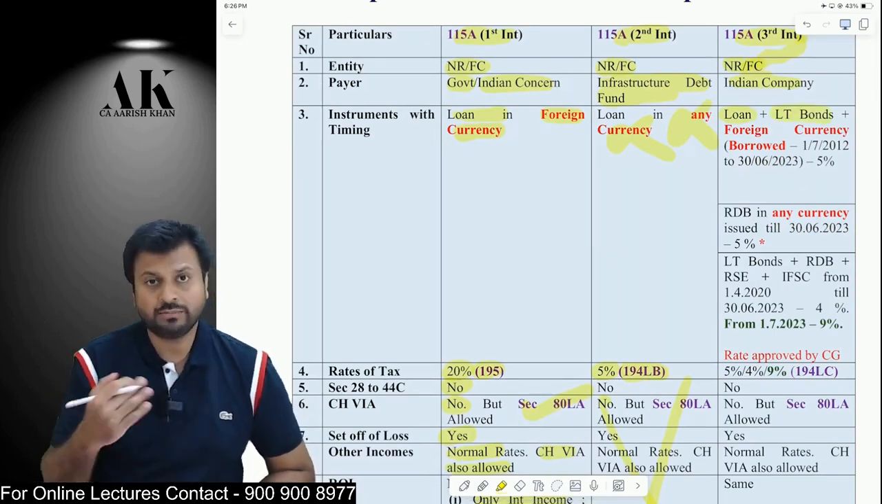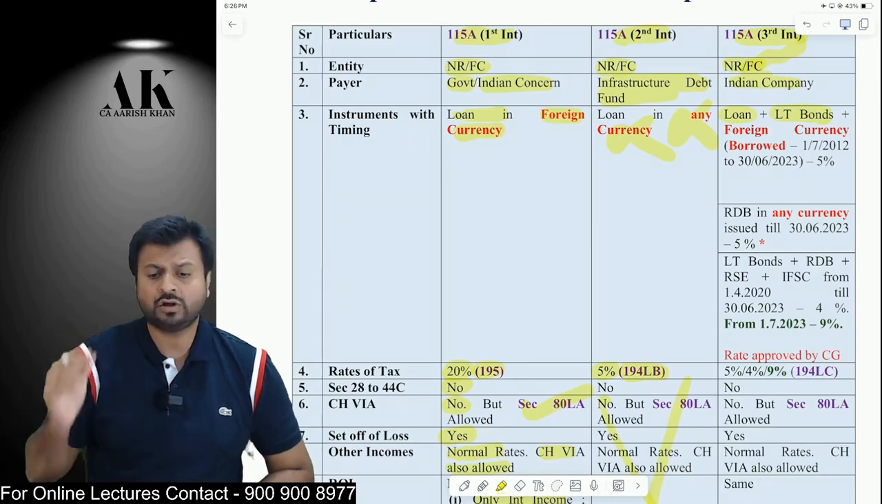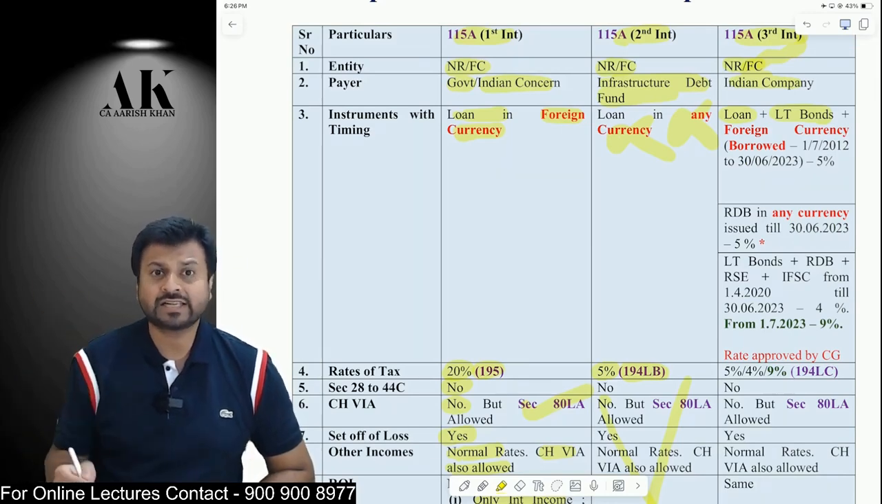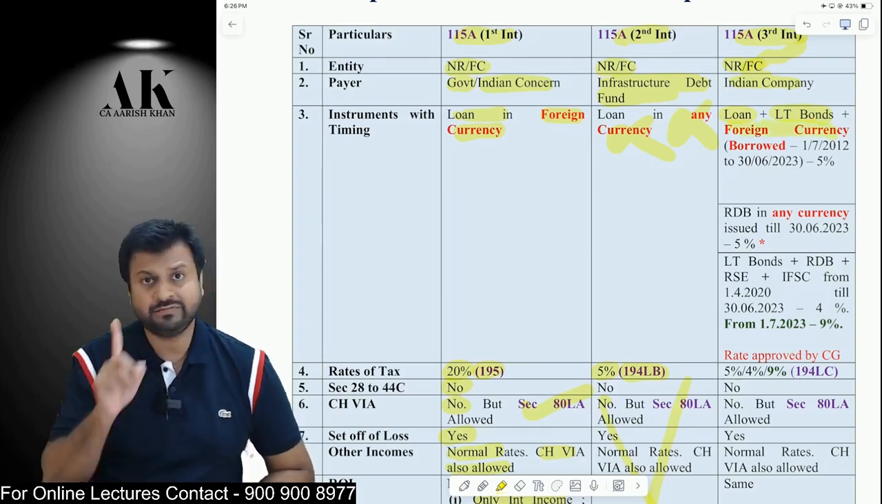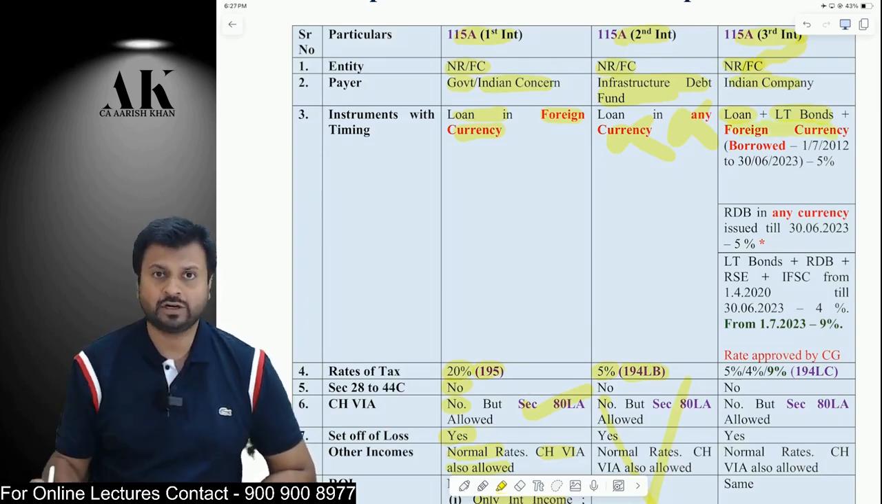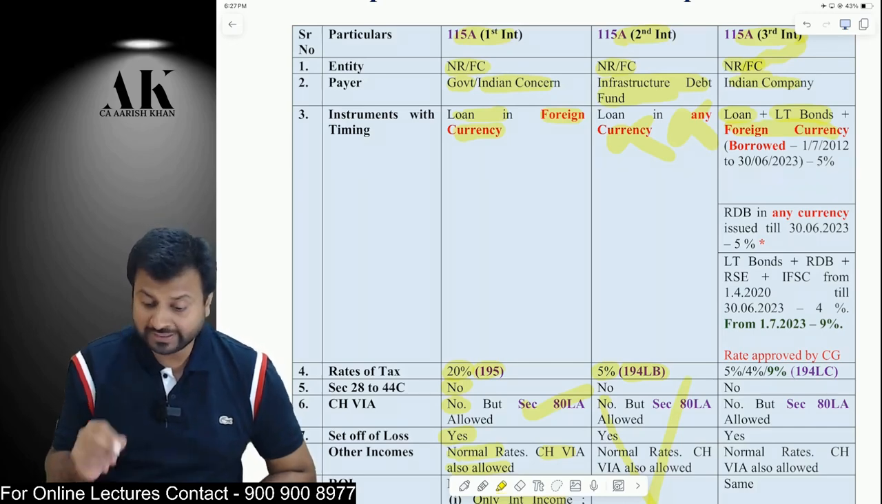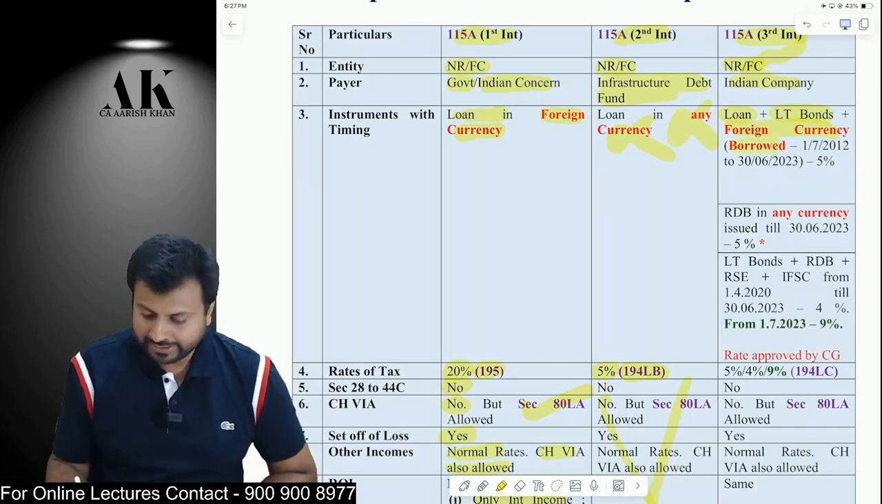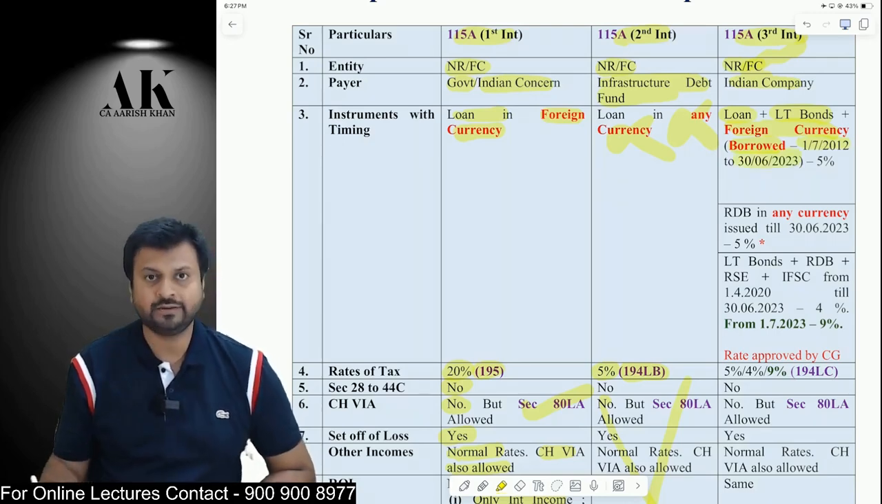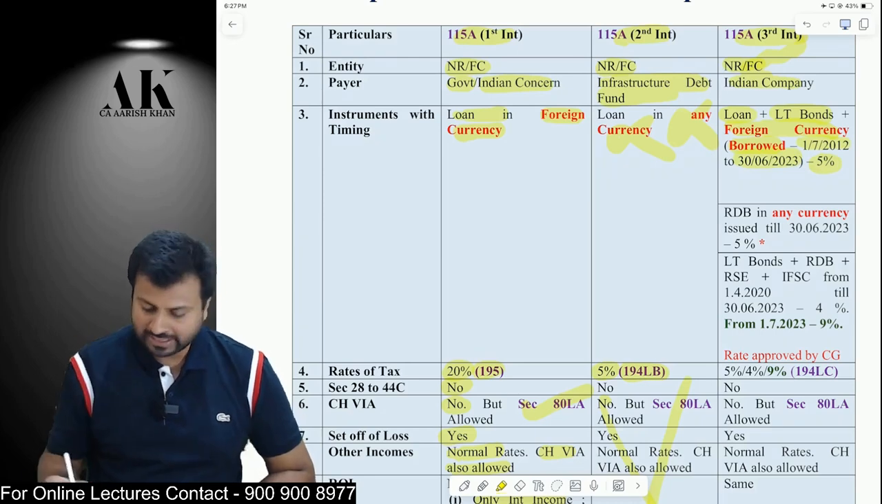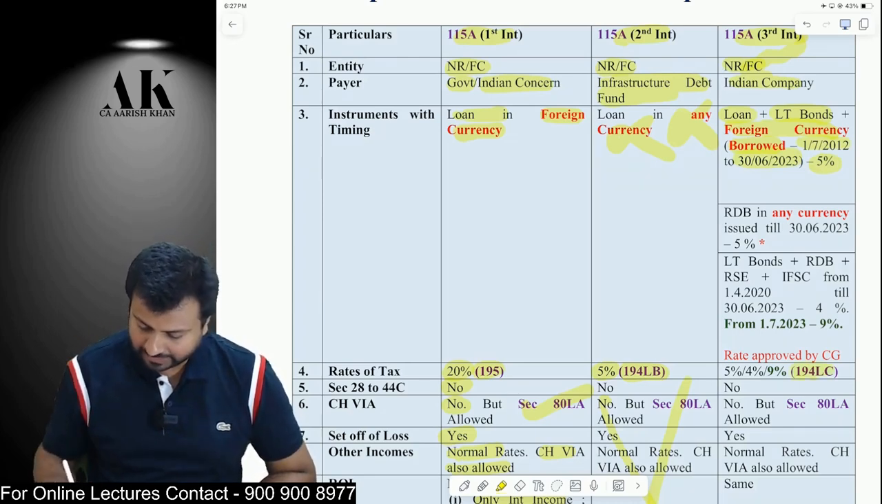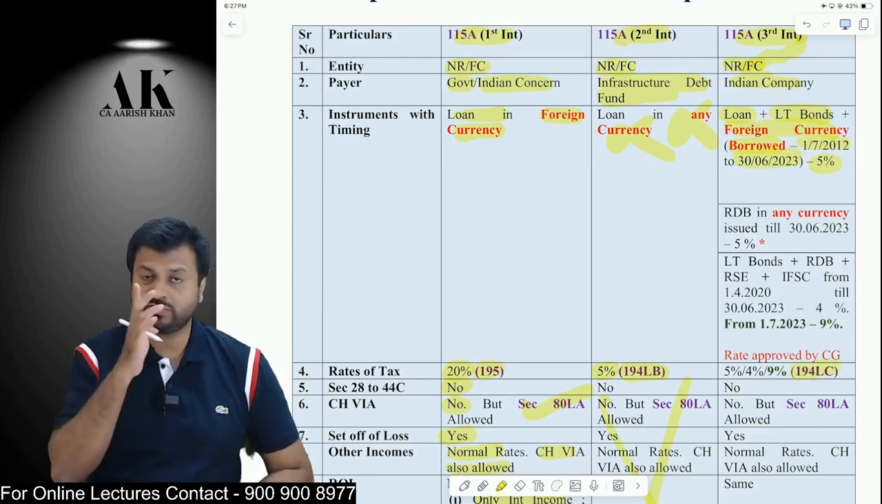They are buying long-term bonds. Whose long-term bonds? Indian companies' long-term bonds they are buying. Okay. And in which currency are they buying? They are buying in foreign currency. Very important aspect. The bonds are issued in foreign currency, loans are borrowed in foreign currency, and it is borrowed between this period. There is a period for borrowal. It is borrowed on or after 1st July 2012 till 30th June 2023. Then the tax rate is just 5% and the TDS will be deducted under 194LC. How much percent? The tax rate is only 5%.